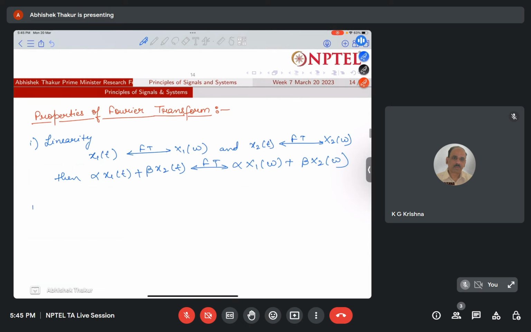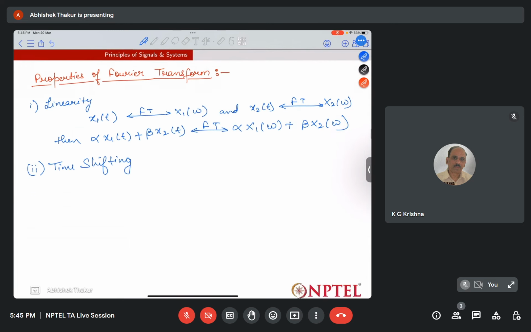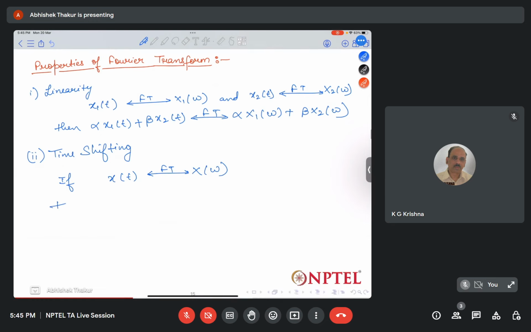Okay. The next is time shifting. So in this, if the Fourier transform of xt is x omega, then the Fourier transform of x of t minus t naught will be e to the power of minus j omega t naught x omega. We can also prove this. Just take the simple formula of Fourier transform and do it, you will get the answer.